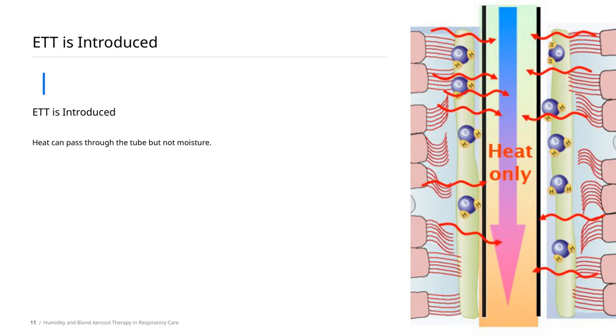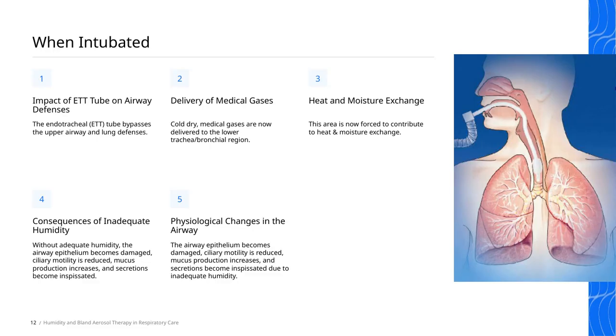This distinction is important because it impacts how we manage humidity and aerosol therapy when an ETT is in place. By understanding that heat transfers more effectively than moisture, we can better tailor our interventions to ensure optimal patient comfort and safety during ventilation. When a patient is intubated, it's crucial to understand the impact on the airway and the importance of humidity and aerosol therapy.